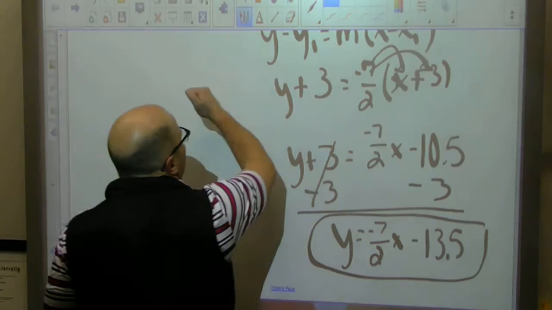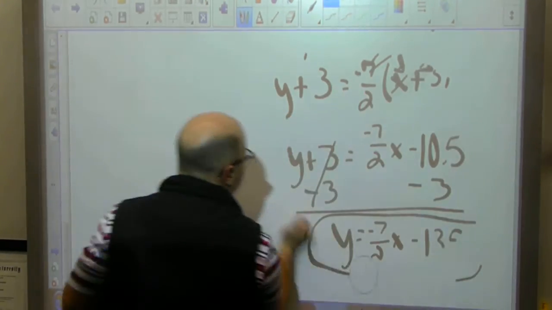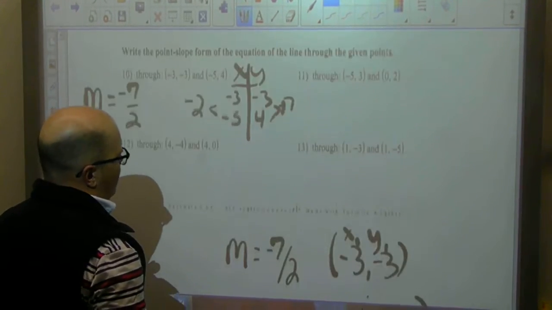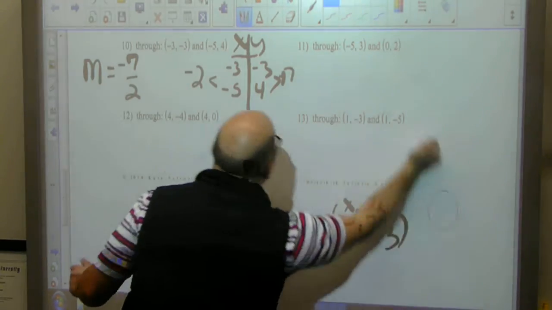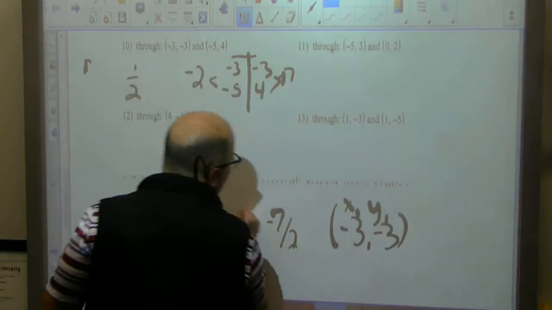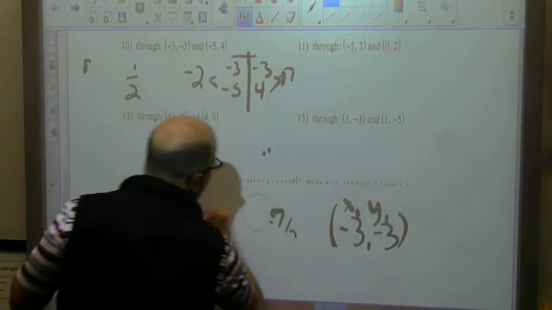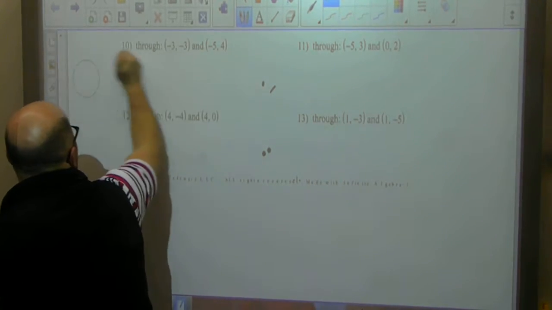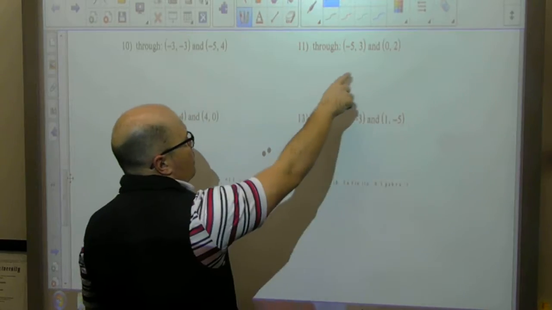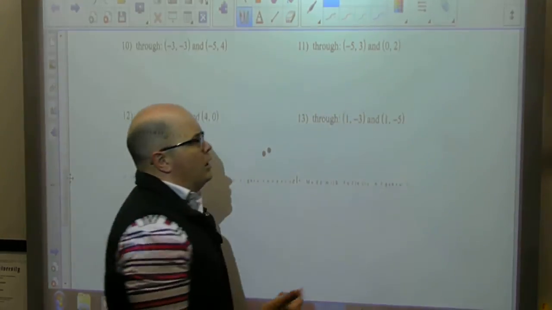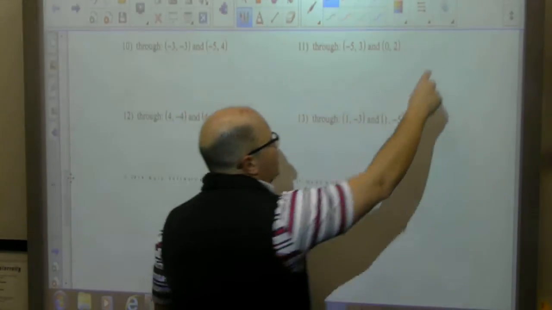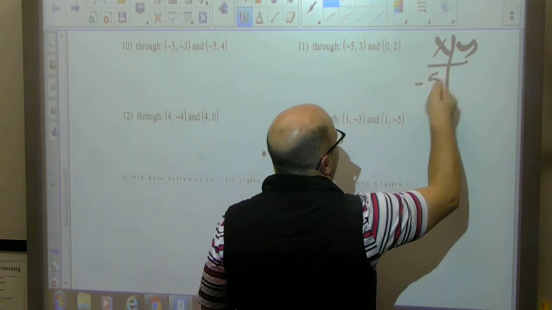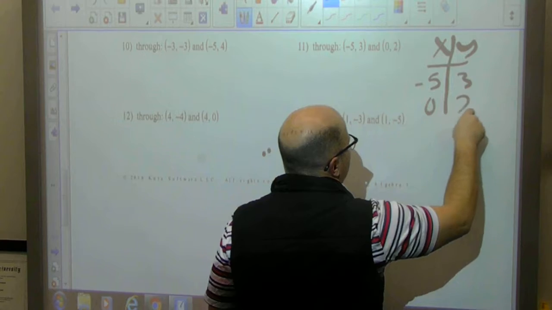So let's clear all this out, go all the way back up to my second problem, and let's take a look at number 11 from our worksheet we've been working off. So here we have (-5, 3) and (0, 2) as our 2 points. So I'm just going to do what I always do: I'm going to make my XY chart with -5, 3 and 0, 2.